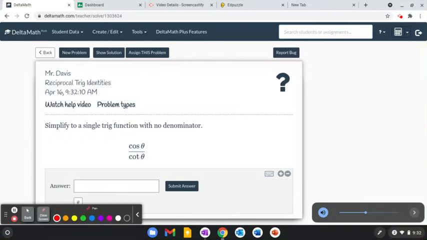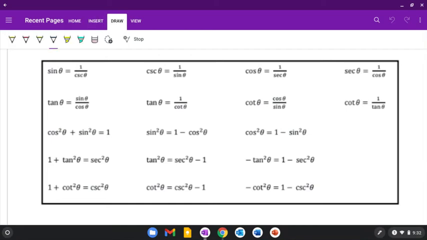Hey everyone, this video is going to be just a little bit more practice on finding these reciprocal trig identities, meaning we're going to have a fraction or something and we have to use our reciprocal or our Pythagorean identities, which we talked about in the last video. And you have this nice chart here which has them all laid out for you.